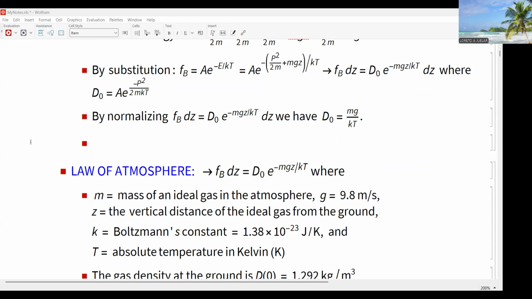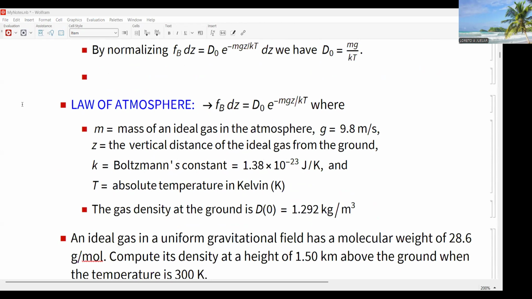All right, so this equation, the Boltzmann distribution times dz, this is the change in z, and we have the d sub 0 times e to the negative mgz over kT. So this is what we call the law of atmosphere. In the law of atmosphere, we have the m, the mass of an ideal gas in the atmosphere. We have also the g, the acceleration due to gravity.